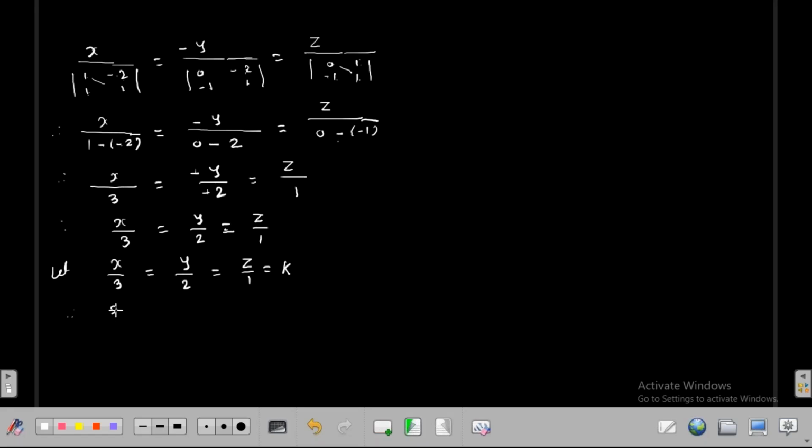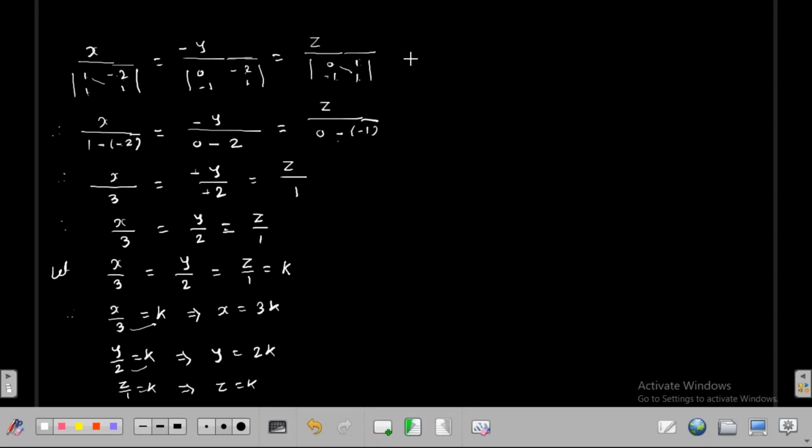So x by 3 equal to k. This implies that x equal to 3k. So transfer this 3 here, so we get 3k. Now second, y by 2 equal to k. This implies that y equal to 2k, transferring this 2. Now last, z by 1 equal to k. This implies that z equal to 1k.